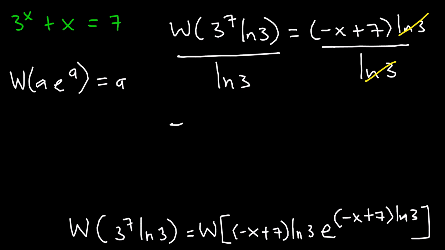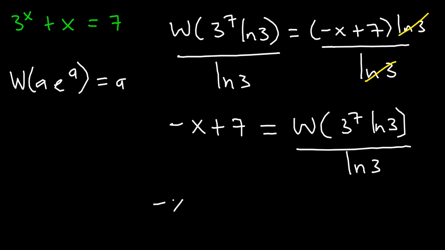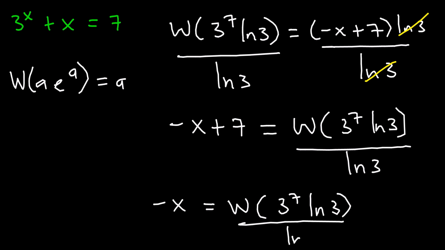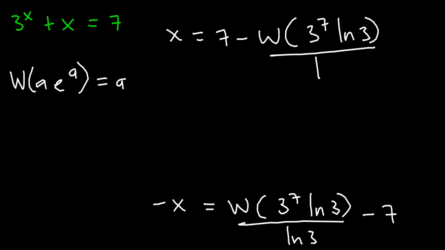And so we shall have negative x plus 7 equaling to W into 3 to the power of 7 times natural log of 3 divided by natural log of 3. And therefore, negative x will be equal to W into 3 to the power of 7 times natural log of 3 divided by natural log of 3 minus 7. And if we multiply through by negative 1, we shall have x equaling to 7 minus W into 3 to the power of 7 times natural log of 3 divided by natural log of 3.